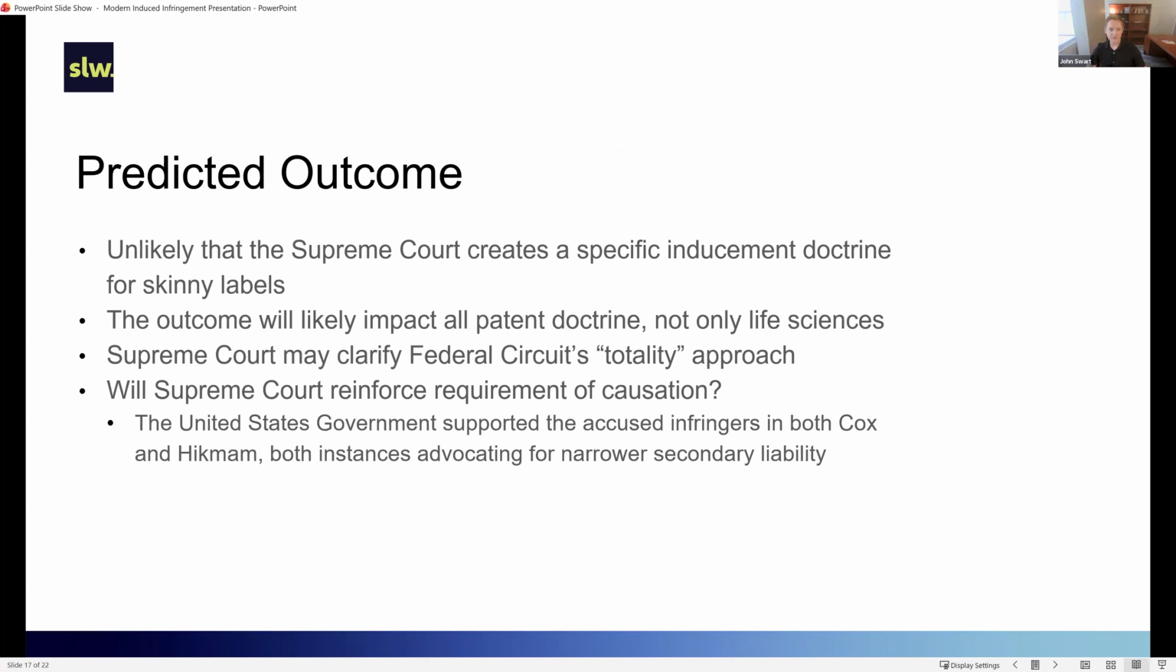In my opinion, based on previous similar Supreme Court cases, it's unlikely that they will create a specific inducement doctrine for pharmaceutical and the chemical arts alone, that would be isolated from the rest of patent law. So I guess what I'm saying is whatever happens here will not only affect the pharmaceutical industry, but will likely have at least some tangential effect on how induced infringement is interpreted and applied in other arts.